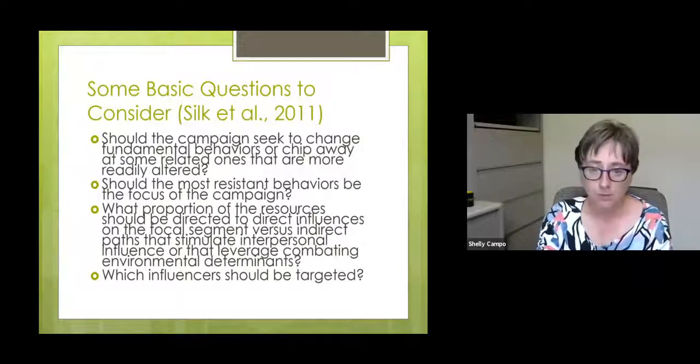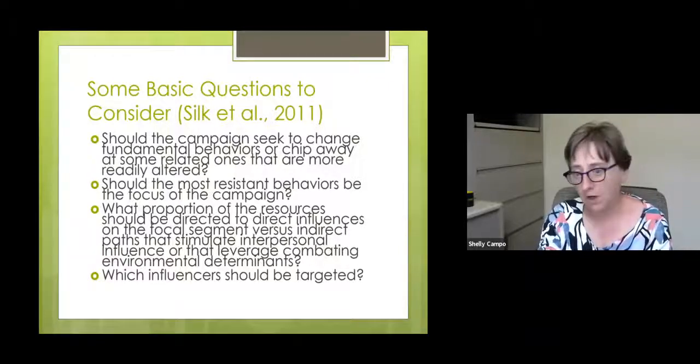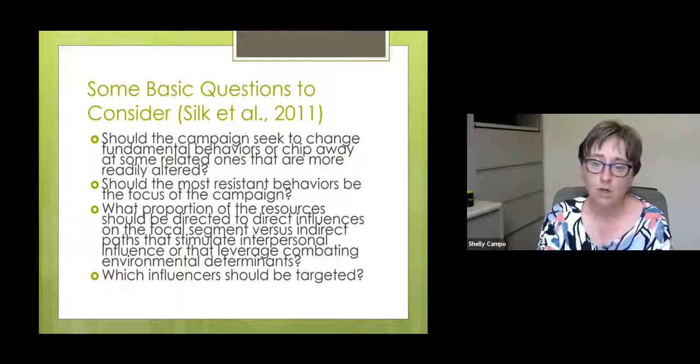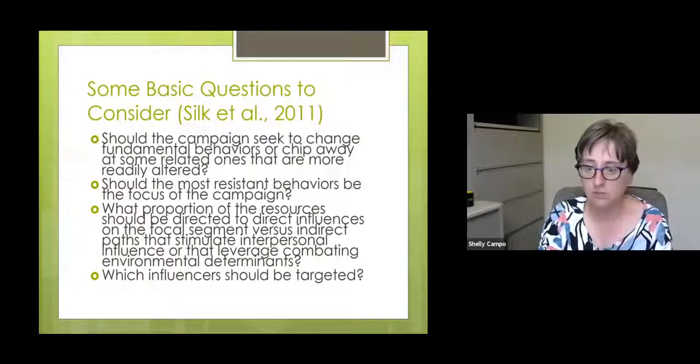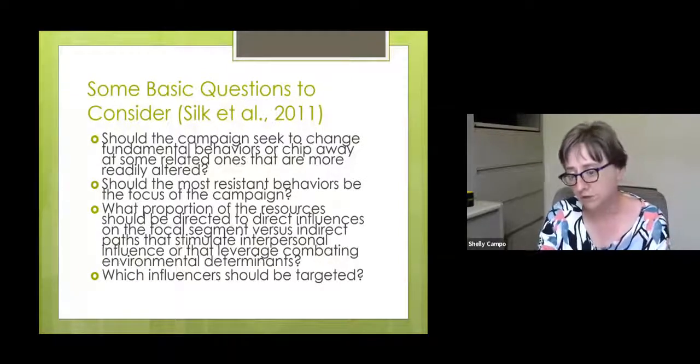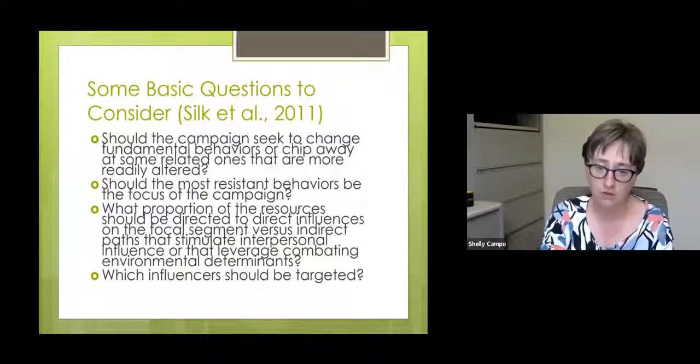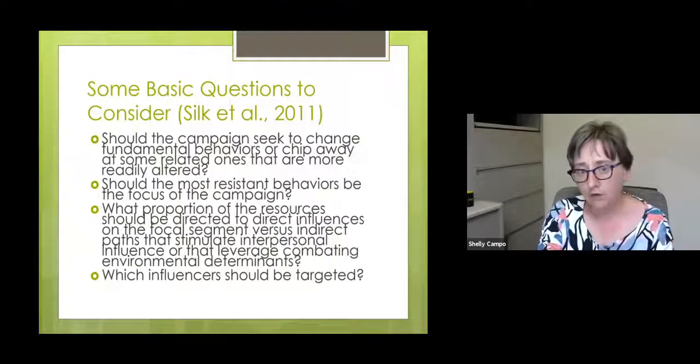Do you want to look at people who are more resistant? So you want to examine the change process a little bit, and I'll talk about that in a minute. Do you want to go after influencers as opposed to end users? So again, do you want to go after your policymakers, your planners, etc., or more comprehensively look at that side in terms of environmental change in addition to interpersonal level change? And then, are there others that are important to your audience that actually should be targeted?